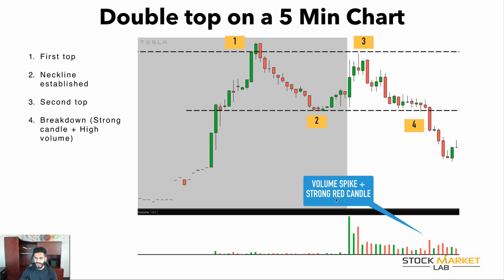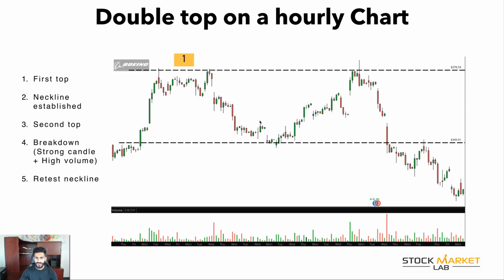And you can see volume spikes, strong red candle, strong breakdown. Let's look here. Right here, it's a little bit messy, but the similar concept. Double top, stock goes on an uptrend, hits one top. Now the idea is a lot of people mess up the formation. They think, oh, it needs to be perfect.